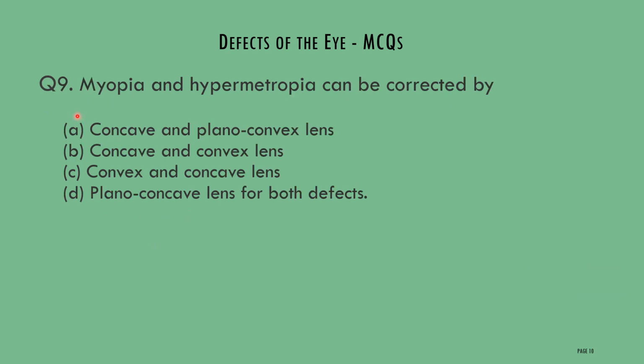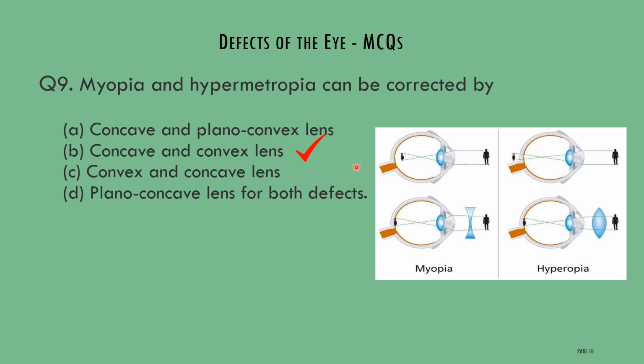Question number 9. Myopia and hypermetropia can be corrected by which lenses? Option A, concave and plano convex lens. Option B, concave and convex lens. Option C, convex and concave lens. Option D, plano concave lens for both defects. Let us see the correct answer. The correct answer is concave and convex lens. Option B is the correct answer.